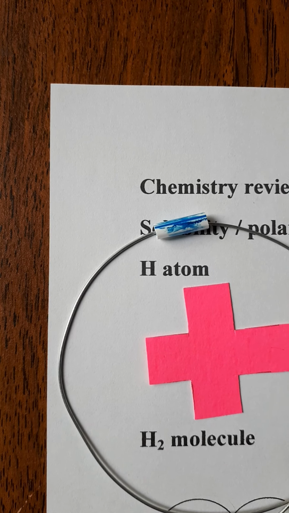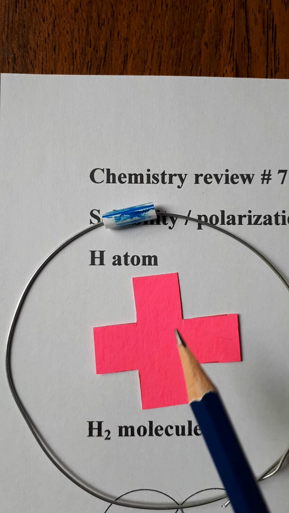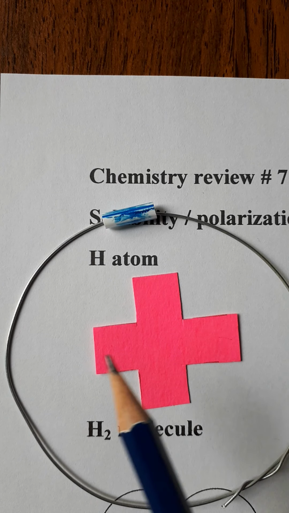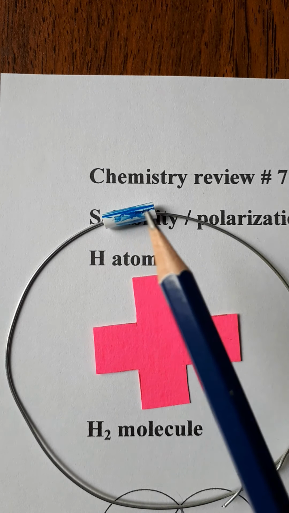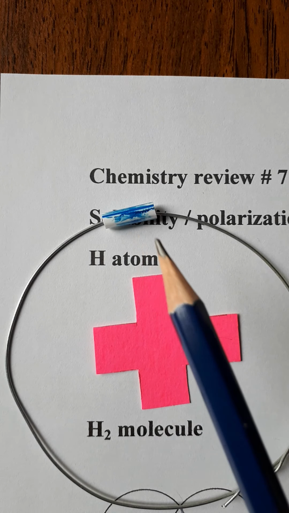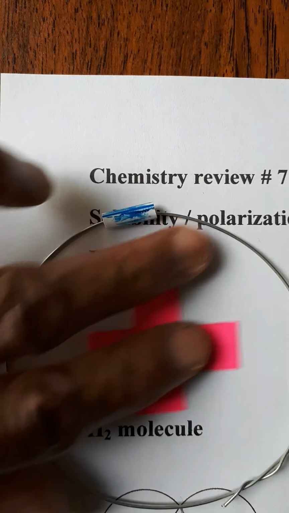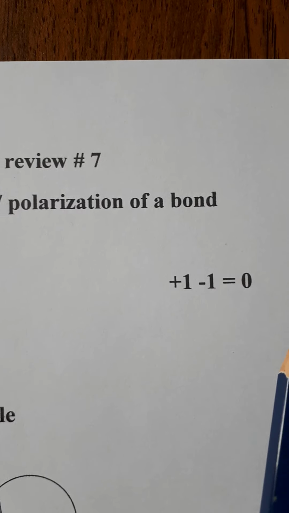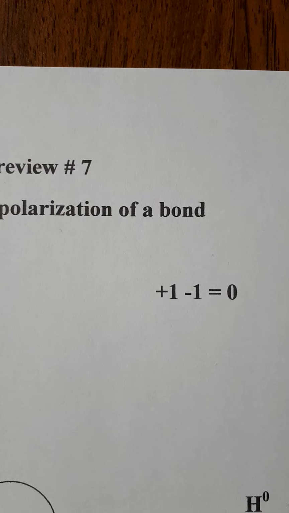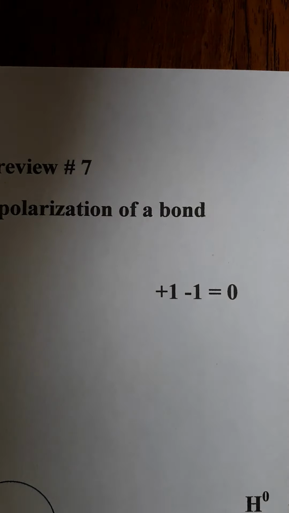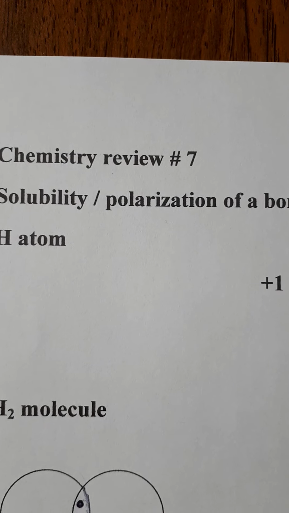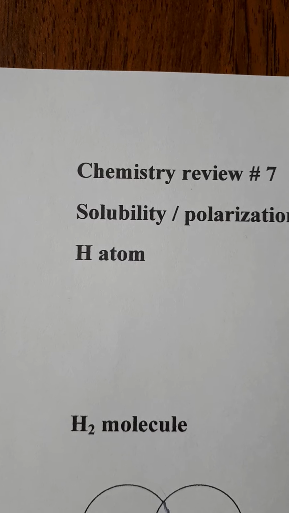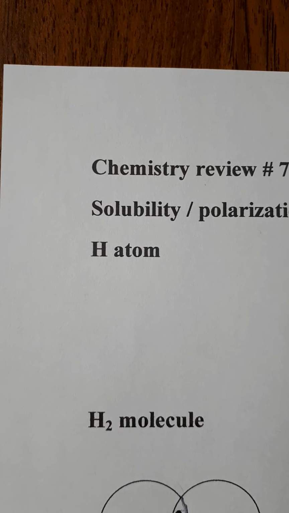Not only that, a proton has a relative charge of +1, and this electron has a relative charge of -1. Therefore, +1 -1 is 0. Therefore, our hydrogen atom is neutral. It has a 0 charge. And these kinds of atoms are unstable.